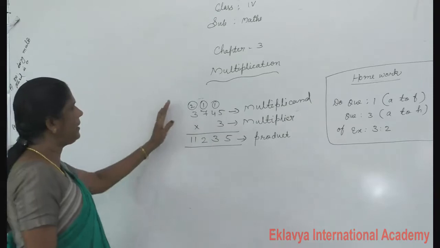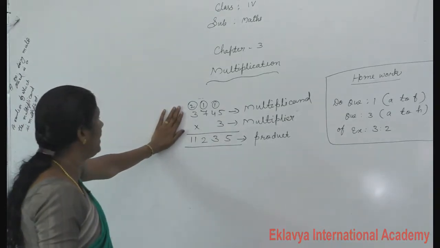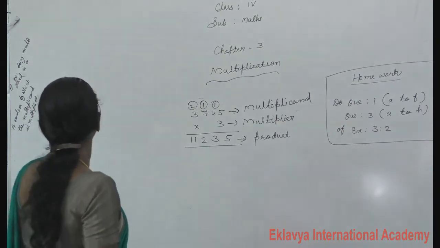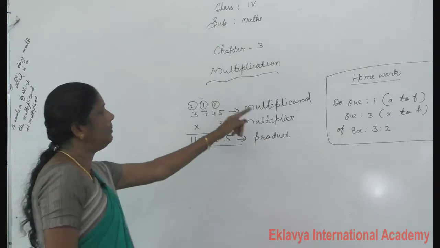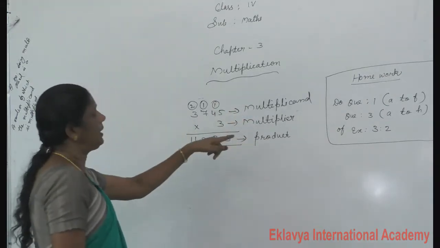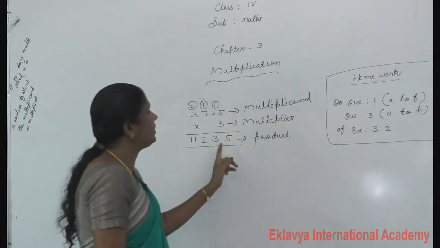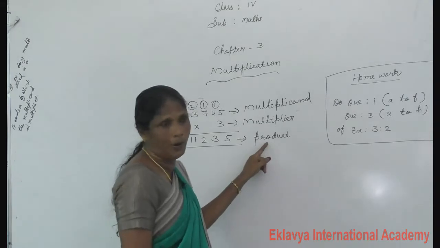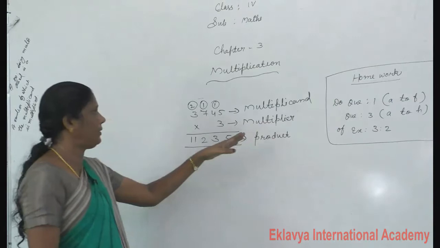What is a multiplicand? A number being multiplied is called the multiplicand. A number by which the multiplicand is multiplied is called the multiplier. The result is called the product.